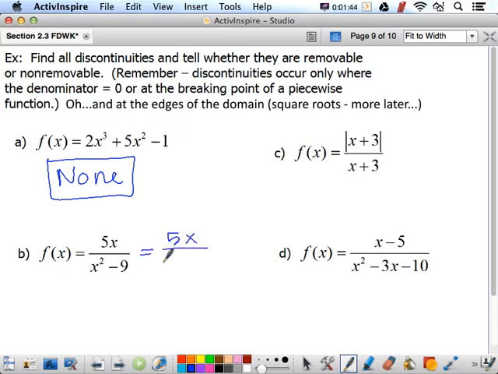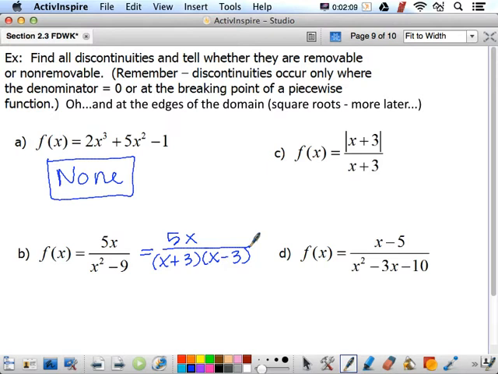5x over x plus 3, x minus 3. Where are the 2 spots that are restricted? Negative 3 and positive 3. Are those holes or asymptotes? They're asymptotes. We can tell because they don't cancel, number 1. And number 2, if we plug those numbers in, we get a non-zero number over a 0 number.